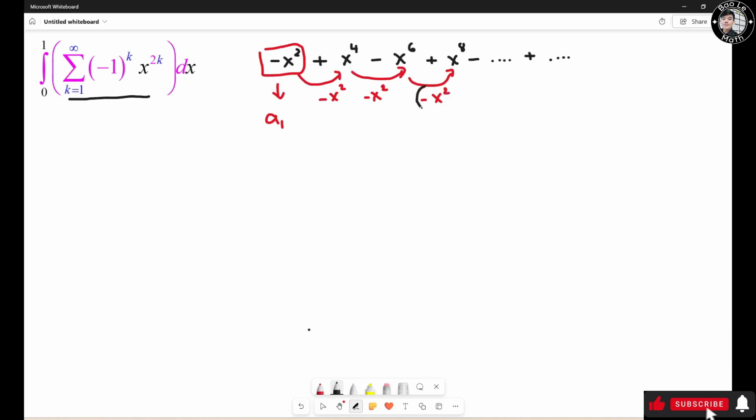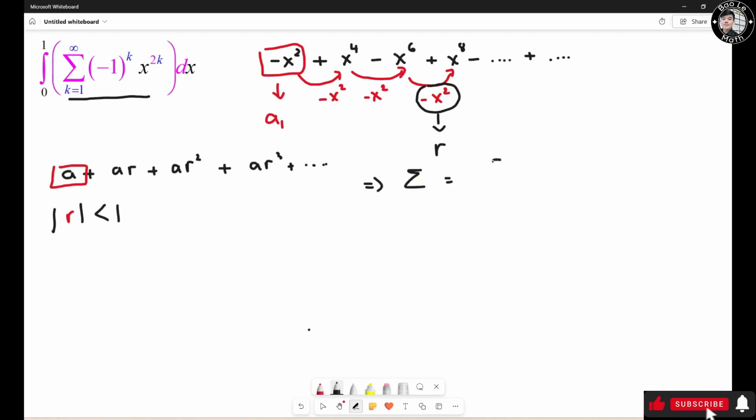So this guy right here is called the common ratio, right? And this guy is actually an infinite geometric series, right? So we have the formula: A plus A times R plus A times R squared plus A times R cubed plus etc. is a geometric series where the first term is A and the common ratio is R. If the absolute value of R is less than 1, then the sum equals A over 1 minus R, right? Now, we need to calculate the sum of this one, right?